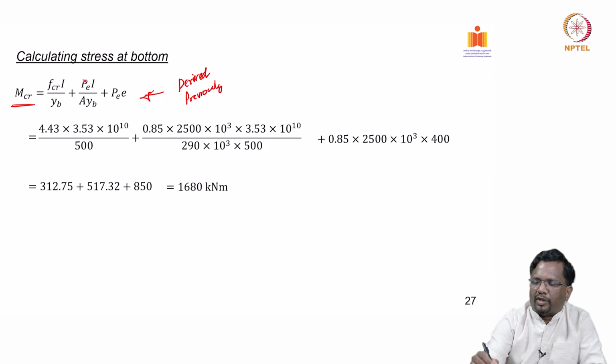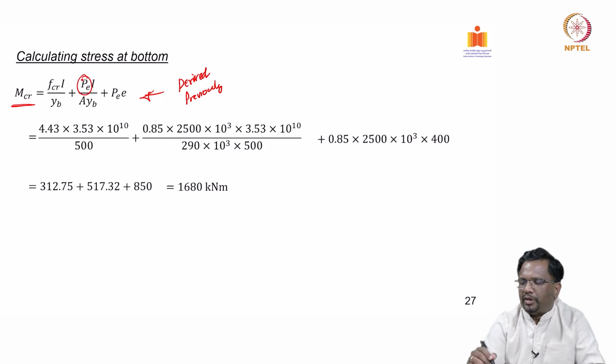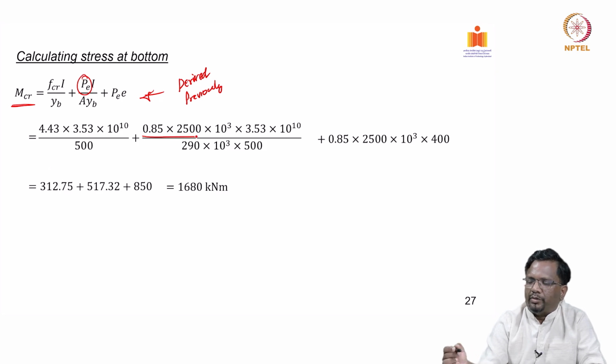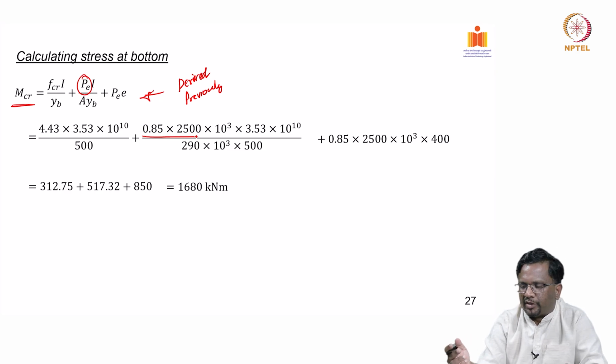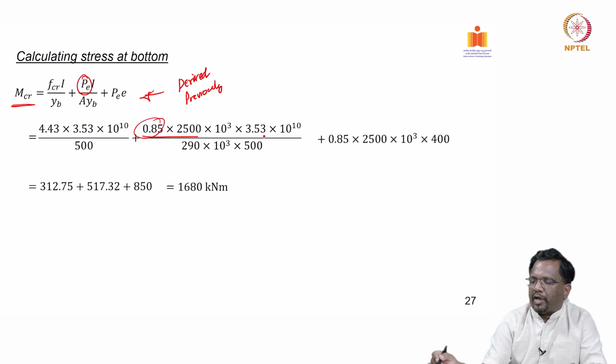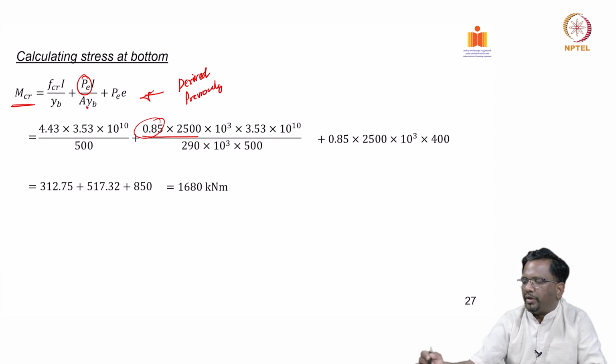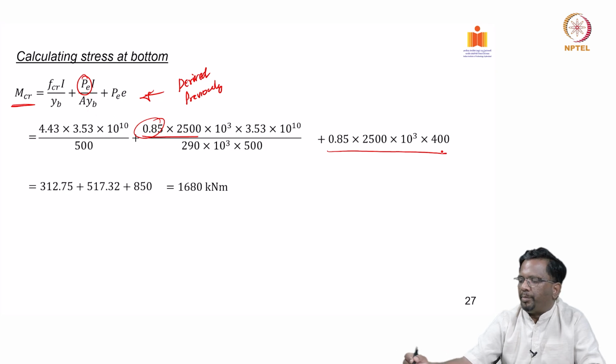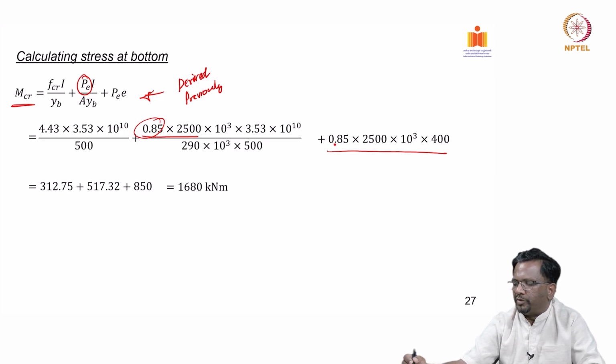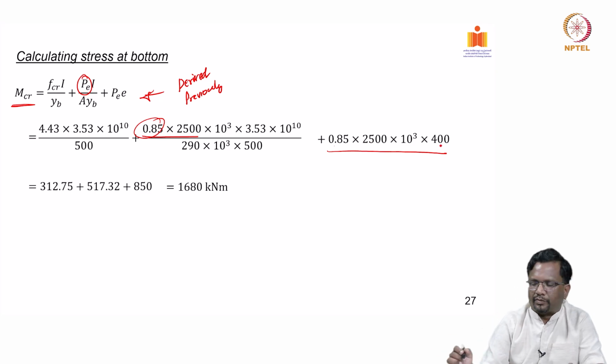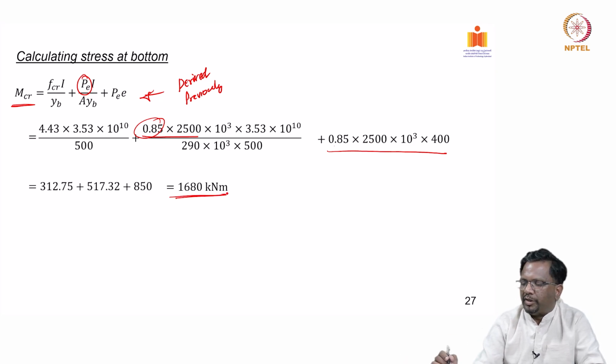Now, you see here what the effective prestressing force is, it is going to be 0.85 into 2500. So, we are assuming 15% loss, that is the reason this 0.85 is coming. 0.85 into P naught times moment of inertia divided by area into YB. This is your second component. The third component is again PE, which is effective prestressing force, which is 0.85 into 2500 into 400 as your eccentricity. So, if you do that, your cracking moment works out to be 1680 kilonewton meter.